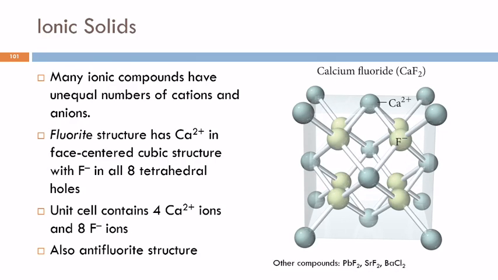Lots of solids, ionic compounds, have unequal numbers of cations and anions because the charges are not the same. So here's calcium fluoride, CaF2. There's twice as many fluorine ions as there are calcium ions.